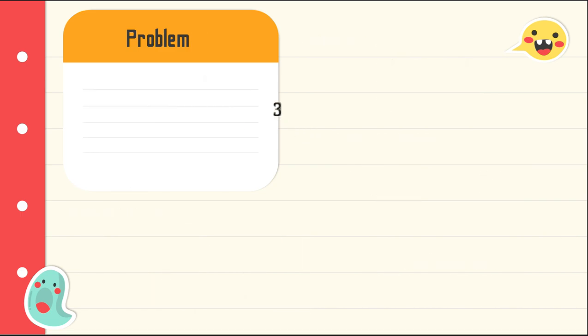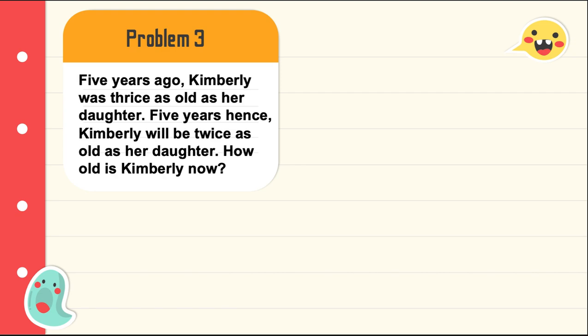Next, for our last problem, my last example here. Okay, so 5 years ago, Kimberly was thrice as old as her daughter. 5 years hence, Kimberly will be twice as old as her daughter. How old is Kimberly? As you can see, looking at the given problem, we have two time markers here, which are 5 years ago and 5 years hence.